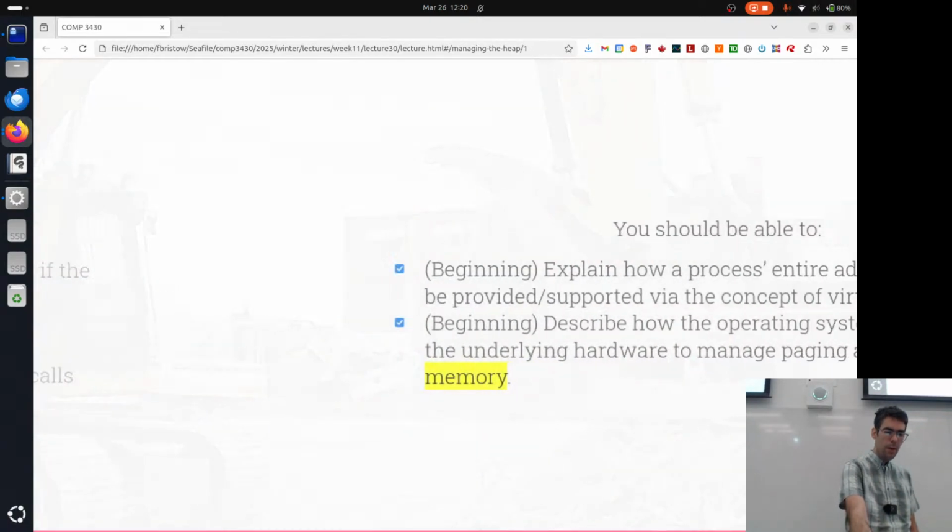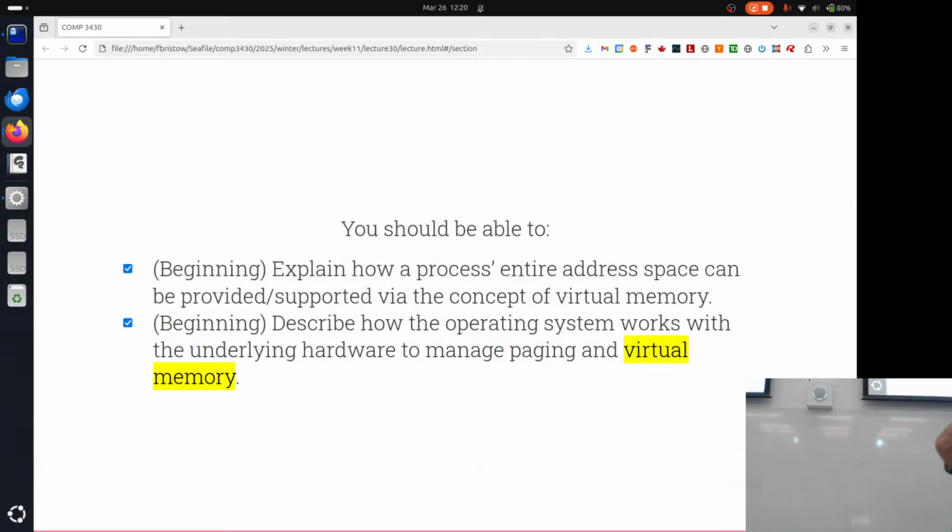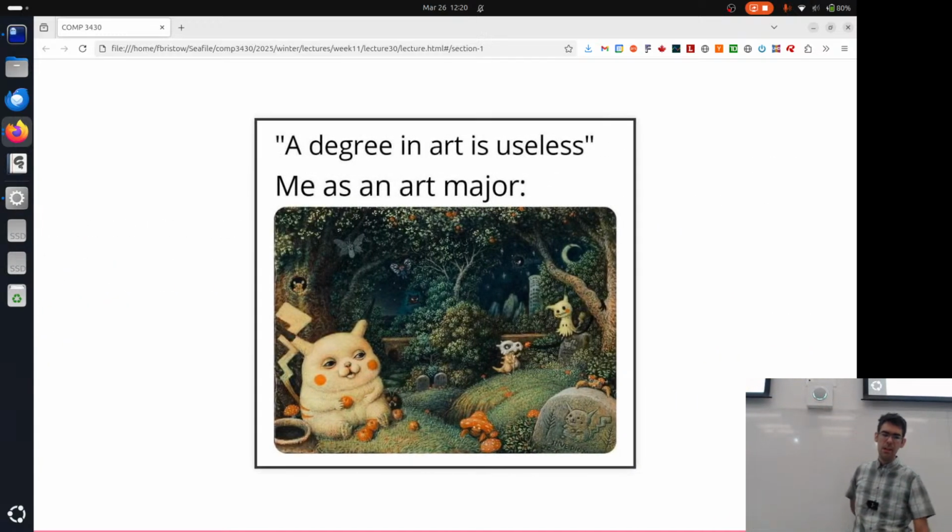But what you should be able to do at this point is approximately explain how an entire address space worth of memory addresses can be fit into an actual system with the concept of virtual memory. You should have some idea of how the operating system works with the underlying hardware to manage virtual memory. That's it for today.